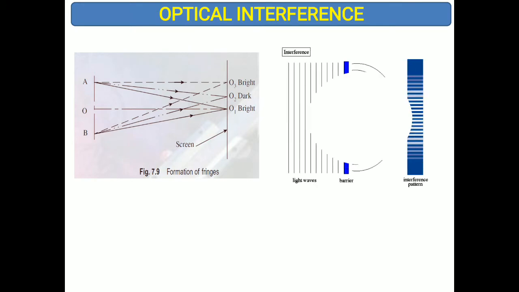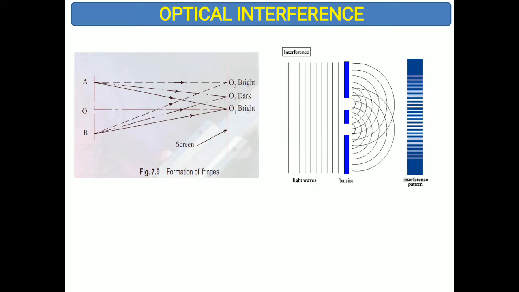Let us see what interference, optical interference, is. You can see here in this figure, this is light source A and this is light source B. One light source is kept here and one light source is kept here, and these are monochromatic light sources.